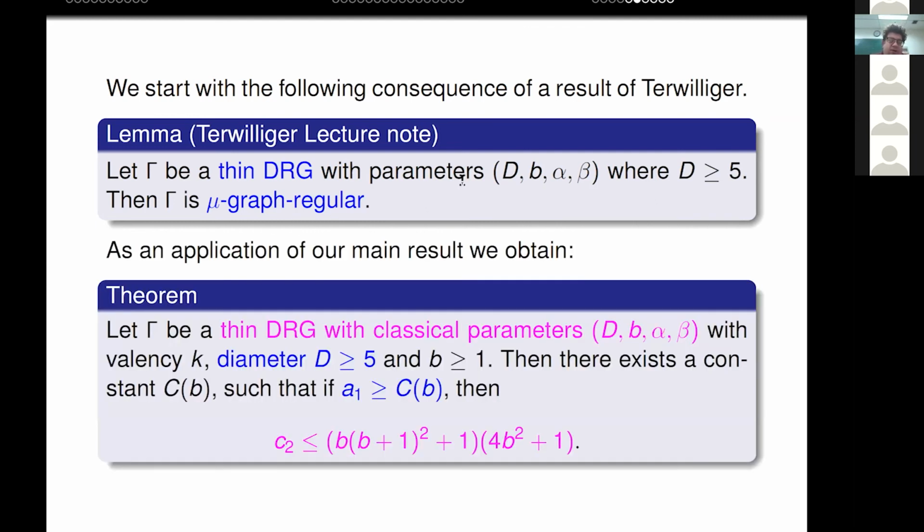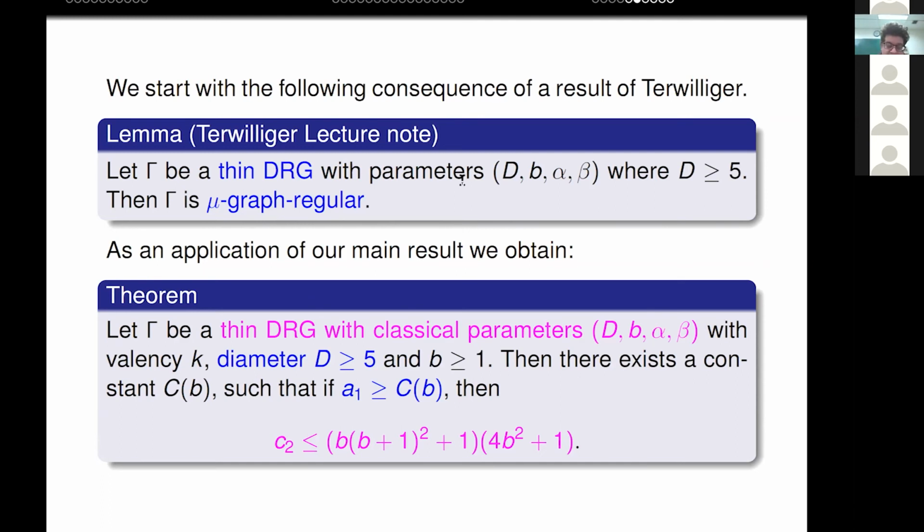So as an application of our main result, we obtain the following result. Let gamma be a thin distance regular graph with classical parameters with diameter d at least 5 and b at least 1. Then there exists a constant C_B so that if a1 is larger than C_B, then c2 is at most this number. So we need here that a1 is large enough to get this bound.